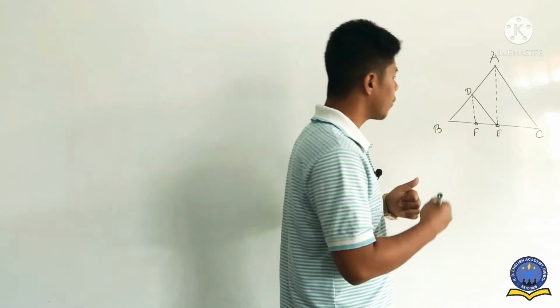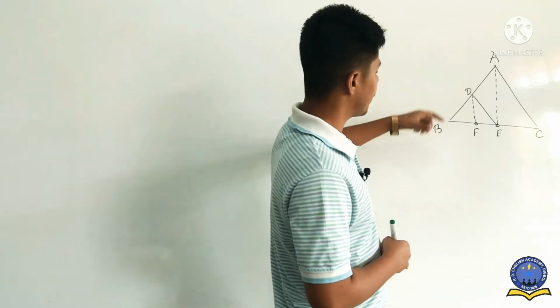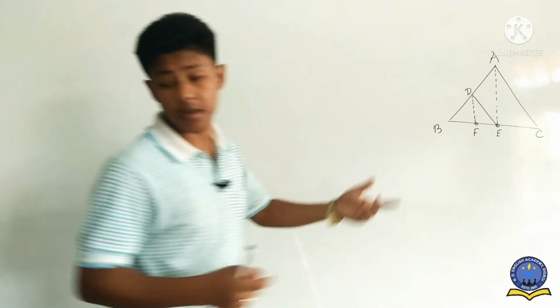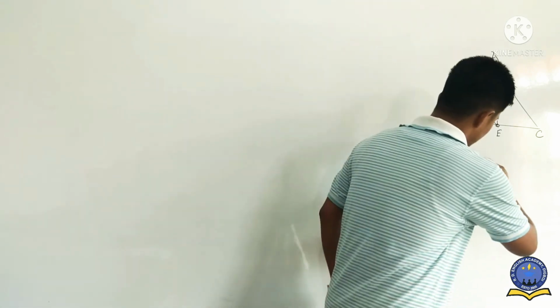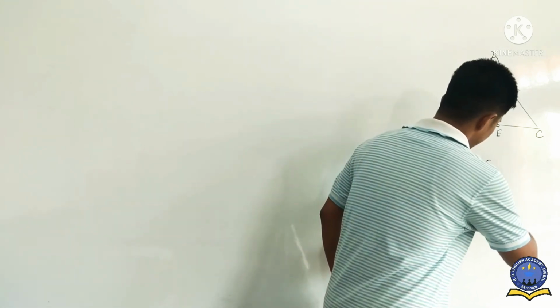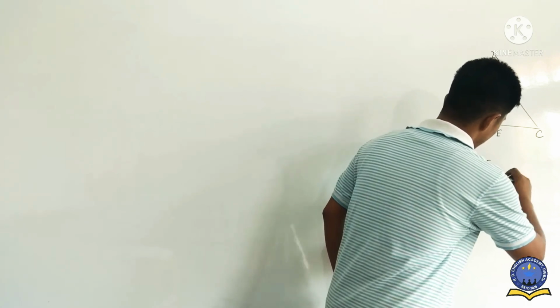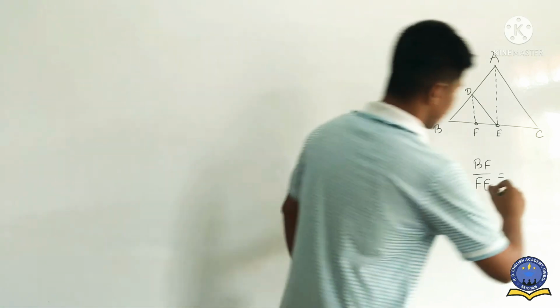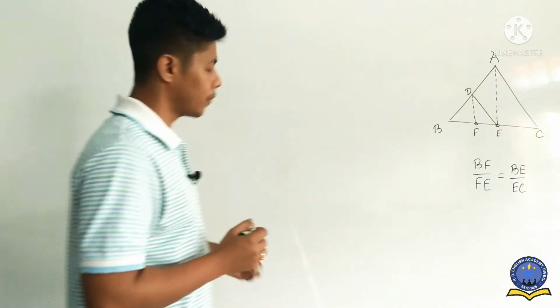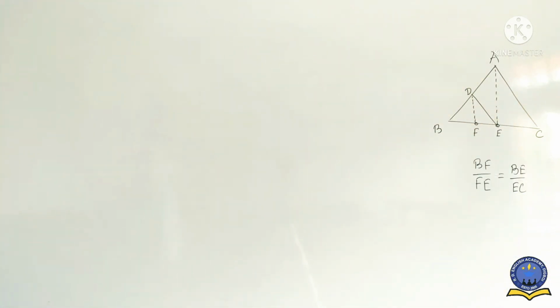So how can we find out the result here? The result we need is BF by FE equal to BE by EC. This is what we need to prove. So BF by FE equal to BE by EC we need to prove, isn't it?